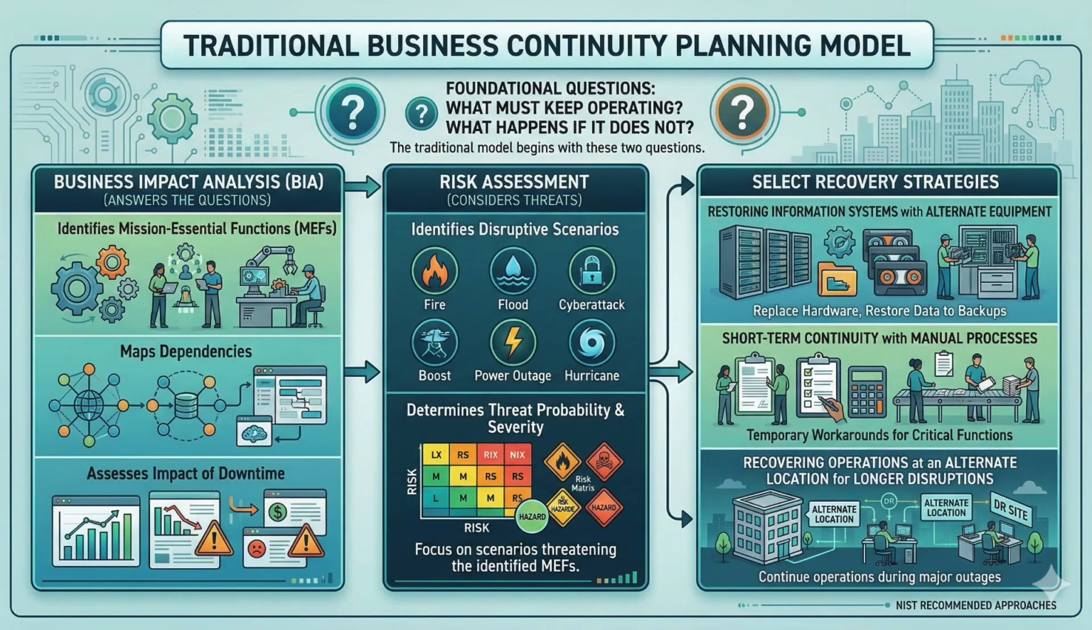The traditional continuity model begins with two foundational questions: what must keep operating, and what happens if it does not? The business impact analysis answers those questions by identifying mission-essential functions, their dependencies, and the impact of downtime. Risk assessment then considers the disruptive scenarios that threaten those functions. From there, the organization selects recovery strategies. NIST describes several classic approaches: restoring information systems with alternate equipment, shifting some work to manual processes for short-term continuity, or recovering operations at an alternate location for longer disruptions.